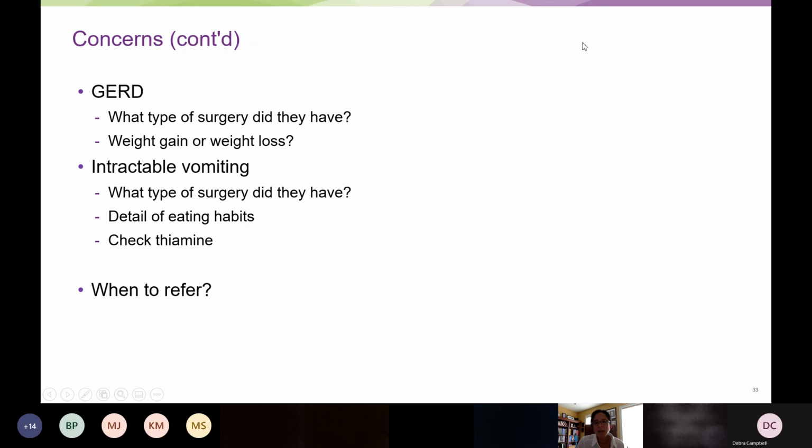Intractable vomiting. If this is happening later on after weight loss surgery, that's an issue. So look at what type of surgery did they have. Did they have the gastric bypass? Well, they might have an ulcer that's causing an anastomotic stricture and making them vomit. Are they developing a thiamine deficiency? If they do, check the thiamine, and it's easily replaced. And so that can help resolve those issues before they start having neurological symptoms. Check their eating habits.